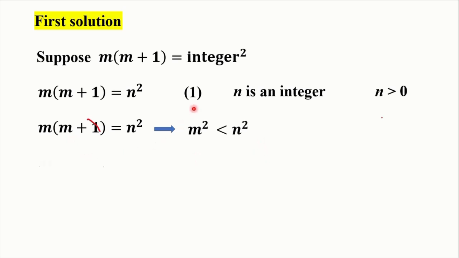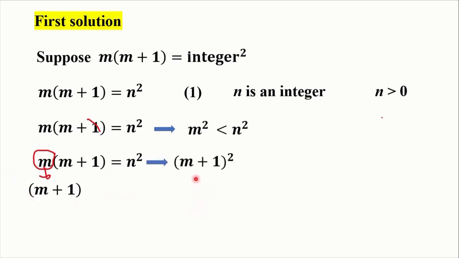We return to equation 1, and now we replace m with m plus 1. So on the left we will have m plus 1 squared, so we increased the left-hand side, and we can write that m plus 1 squared is greater than n squared. So we use these inequalities: first, m squared is smaller than n squared. On the other side, n squared is smaller than m plus 1 squared.